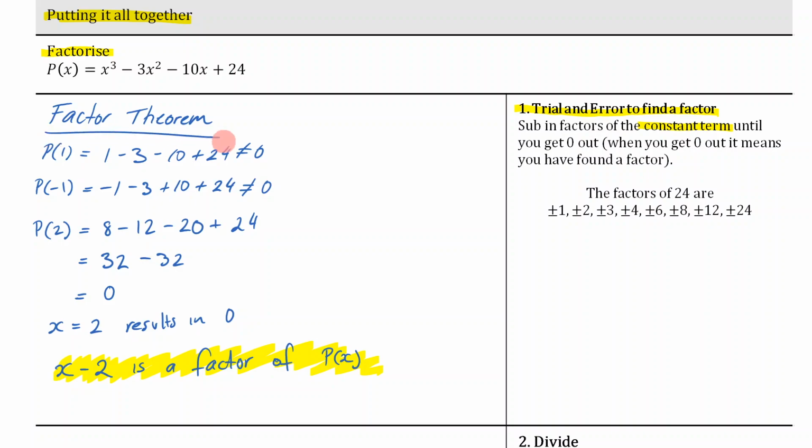We used our factor theorem, and we have found a factor. Just to recap there, we subbed in factors of the constant term, 24, until we got 0 out. So we went through 1, negative 1, then we got 2. 2 gave me 0 out. That means x minus 2 is a factor of p of x. Step 1 done, using my factor theorem.